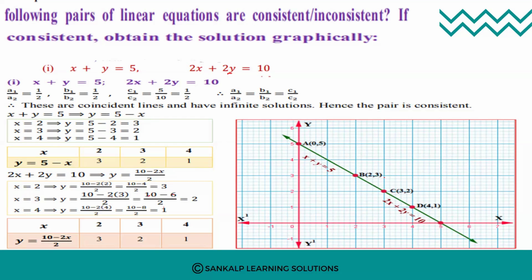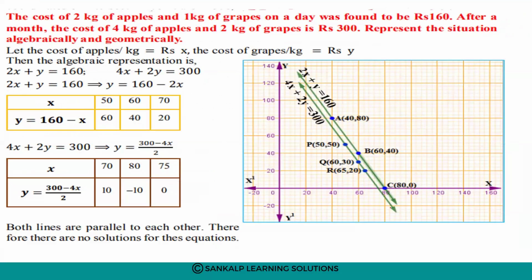If I plot a graph for these two equations, then I will get such type of graphs. So these two lines are coincident. Okay. So how to plot a graph? That already we know. Yes or no, x-axis, y-axis, and x dash, y dash. Okay. Next, the cost of 2 kg apples and 1 kg grapes on a day was found to be 160 rupees. After a month, the cost of 4 kg apples and 2 kg grapes is 300 rupees. Represent the situation algebraically and geometrically.